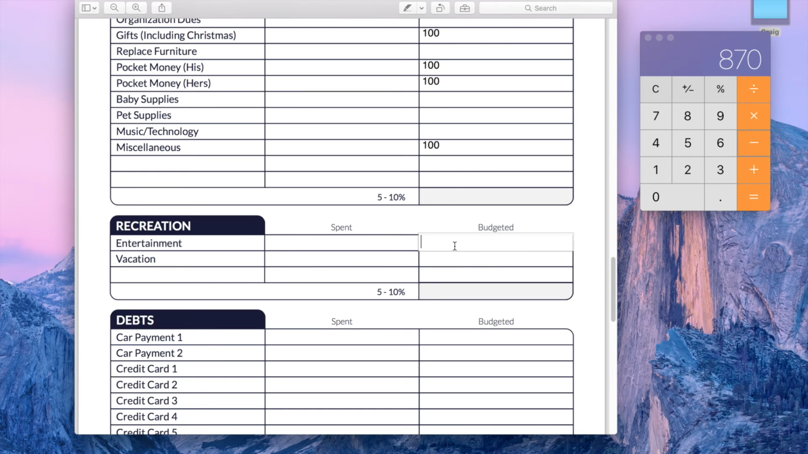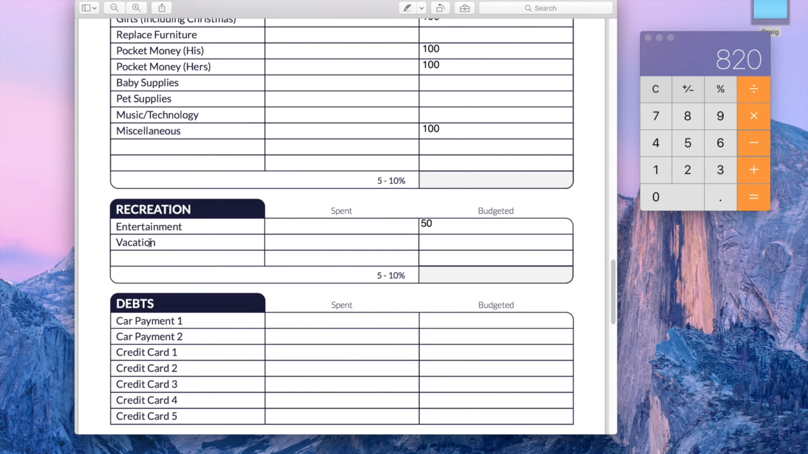Entertainment, if you do anything outside of restaurants and things like that you do for fun, going out to movies, all that kind of stuff, date nights, that's what would go in here. Usually this category is a little bit lower because most of us do restaurants and bars as entertainment. But if you have other things that you're thinking of, that's what would go in there.